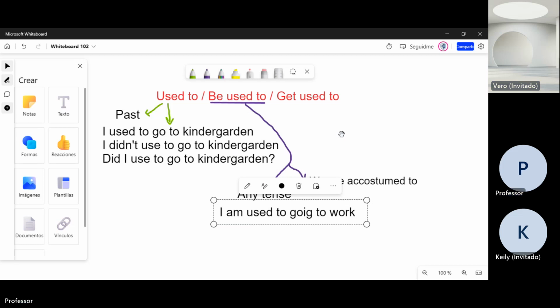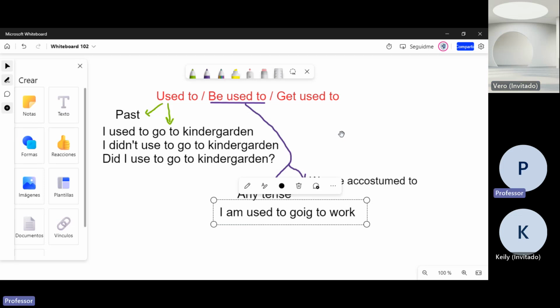I'm sorry? Teacher, in Spanish it translates as "yo estoy acostumbrado a ir a trabajar." Yeah, well, it would be, yes, it's okay. But it would be like, "yo acostumbro." Okay? That's okay.